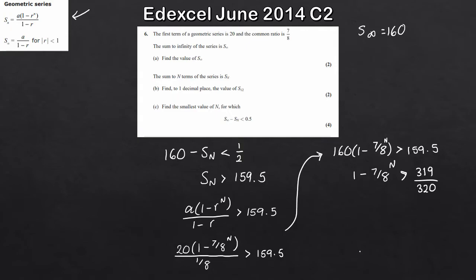Just keep simplifying here. So I'm going to do what we did here now with the Sn again. So we're going to take it over to the other side. So if I do 1 minus 319 over 320, that's going to give me 1 over 320. I'm making this positive now. So what I'm saying is, if I write it in full, it might be a bit easier to see. So 1 minus 319 over 320 is greater than 7 over 8 to the n. Okay, but if this is greater than 7 over 8 to the n, then 7 over 8 to the n must be smaller than it. Okay. Like so.